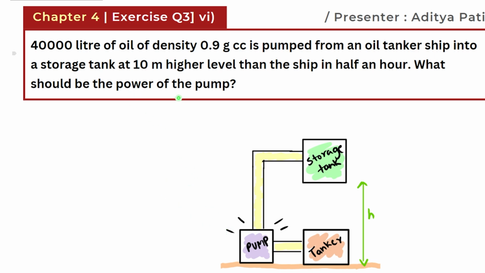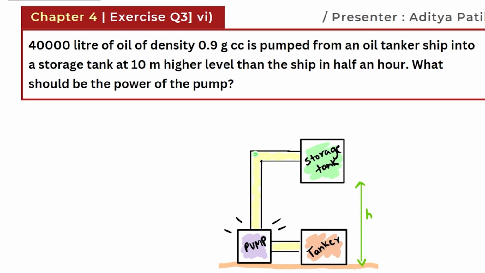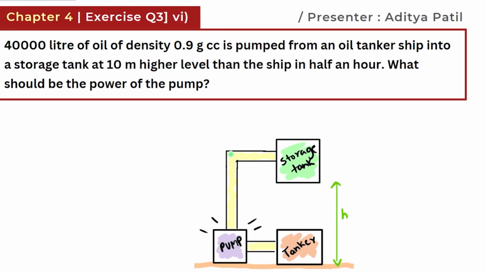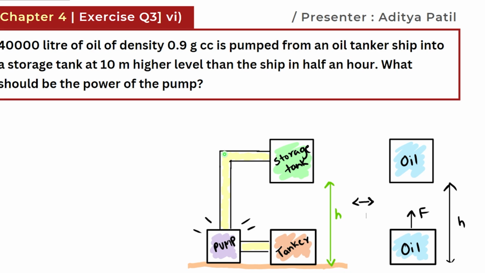That's the problem statement. Now, this is the diagram that shows the real life scenario for this particular problem. But if we need to calculate the power, we have to use a simpler diagram. As per this diagram, we have a block of oil with some mass, and this block of oil is traveling under the influence of some force in the vertical direction. And this distance in the vertical direction is h, and based on this scenario we need to first calculate the work done, and then we need to calculate the rate at which the work is done.